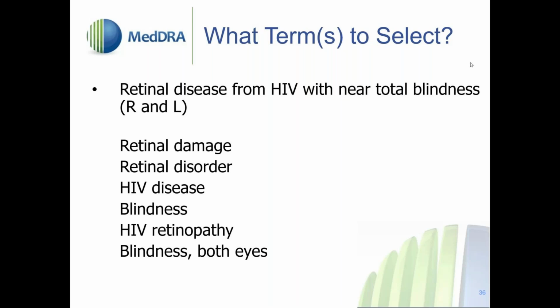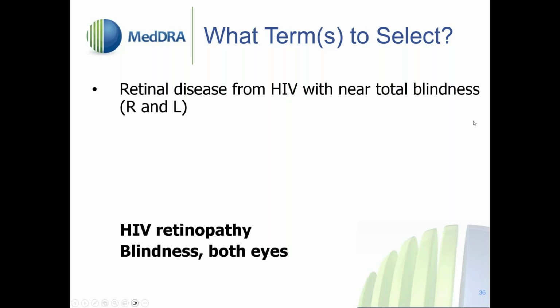So if I'm trying to find terms in MedDRA that can convey the most information that I have in my report, I'll be able to find HIV retinopathy. So that's a good one that can collect parts of my report, but I also have the blindness for both eyes. So I don't want to lose that bit of information. I want to capture that. And the best way is to choose more than one LLT.